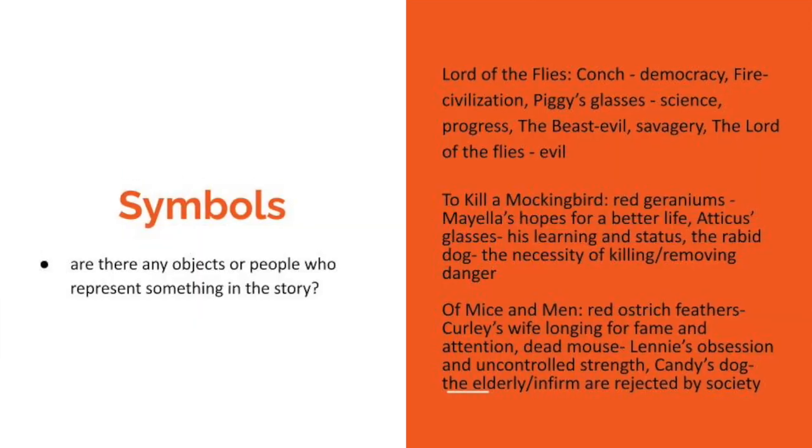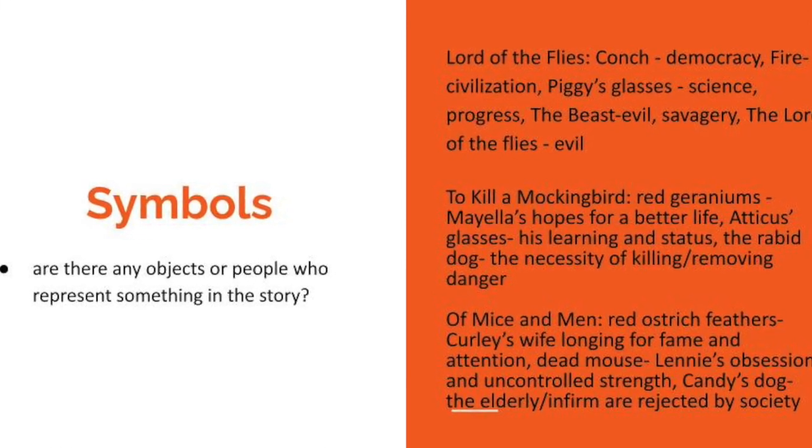In a text like To Kill a Mockingbird, you've got Mayella's red geraniums as a symbol of the better life that she's always longed for. You've got Atticus's glasses as a sign of his education, of his learning and status. The rabid dog is a symbol of the necessity of killing or removing danger from a community.